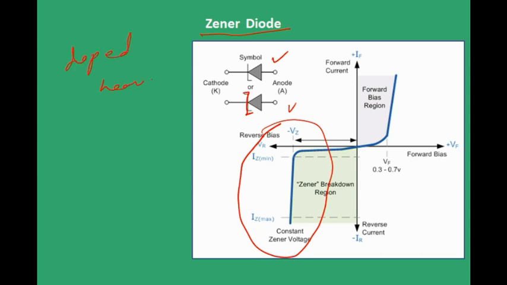They are doped heavily. And one more thing is that due to this heavy doping, the depletion region formed inside this Zener diode is very thin. And so you can also say that the electric field there is very high. Almost it is of the order of 10 power 6 or 10 power 7, something like that, volts per meter. So as you see, it is very high.